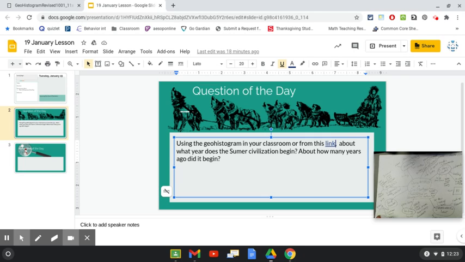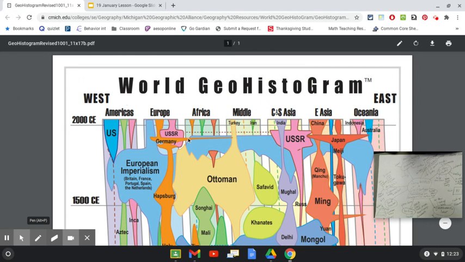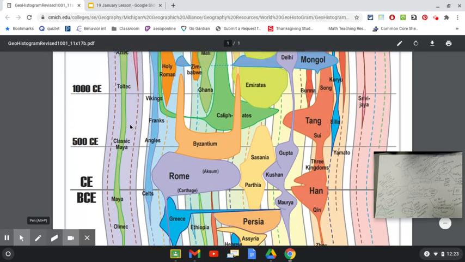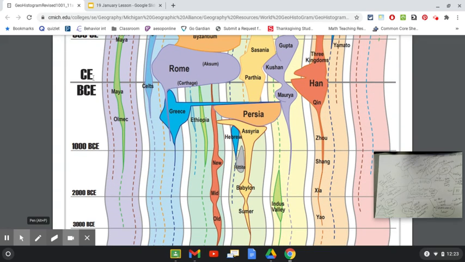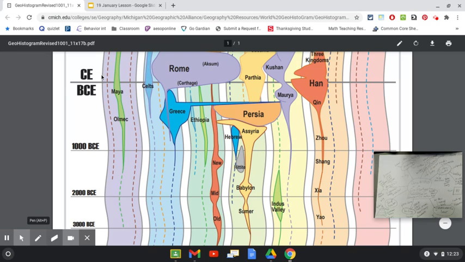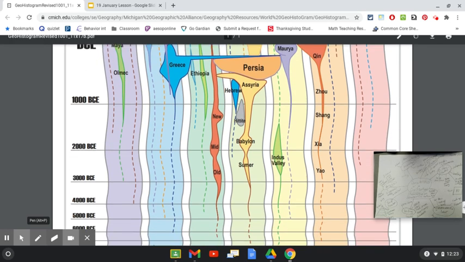We're going to be adding to the back, which we'll talk about. But I first ask you to look at the Sumer civilization on your geohistogram. So either in your teacher's classroom, you have a large geohistogram up, or through the link, which looks like this, you have your geohistogram up. So just remembering that it goes from west to east, and this is the most current date with the 2000 Common Era, and moving further away from time with Common Era going up on this particular one, and before Common Era going down on this geohistogram.